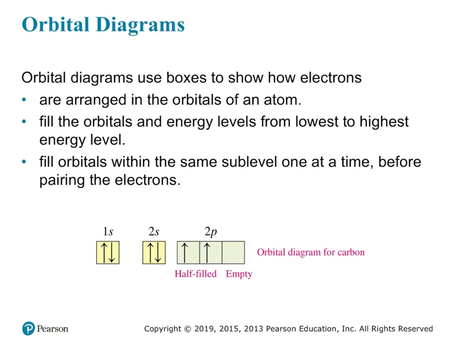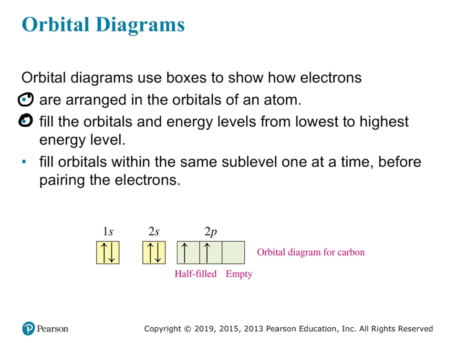All right, so what we just drew is called an orbital diagram. So orbital diagrams use boxes to show how electrons are arranged in the orbitals of an atom. So what we do when we're putting electrons in the orbitals is we fill the orbitals and energy levels from lowest to highest. So that's why it was important to show the relative energies of those different sublevels.